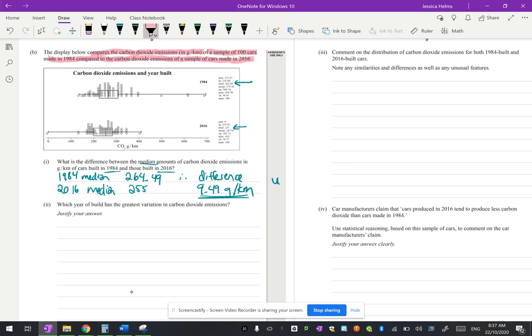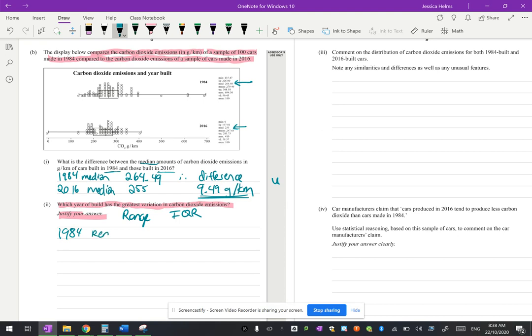All right, 2B part 2. Which year of build has the greatest variation in carbon dioxide emissions? Justify your answer. Okay, so when we talk about variation, we're talking about both the range and the interquartile range. First of all, let's have a look at the 1984 range.